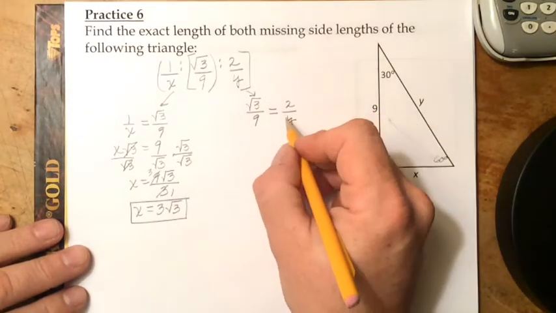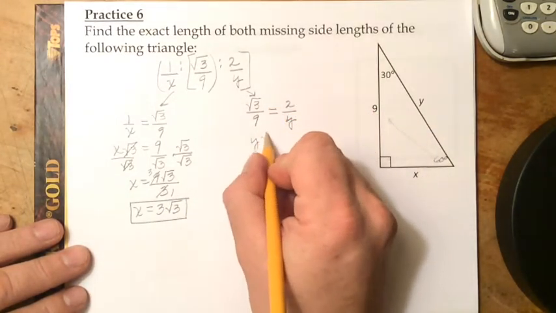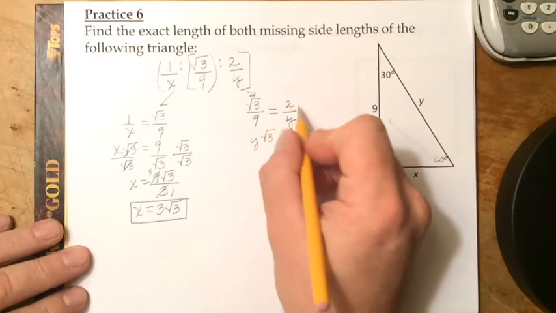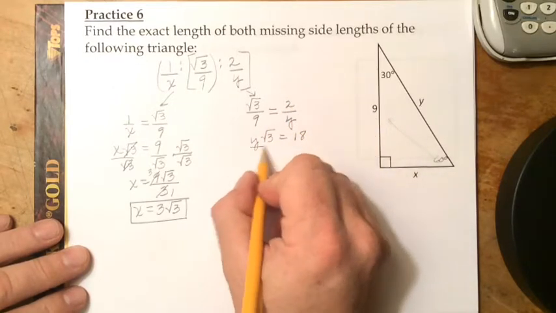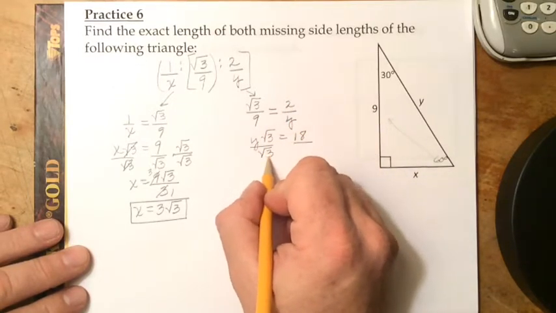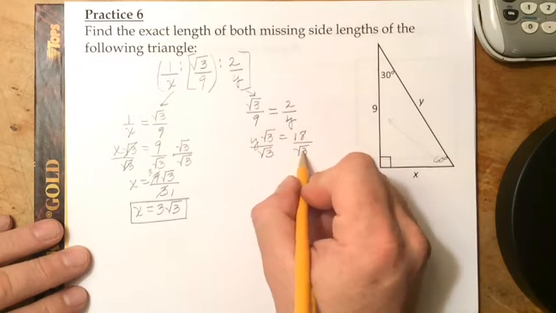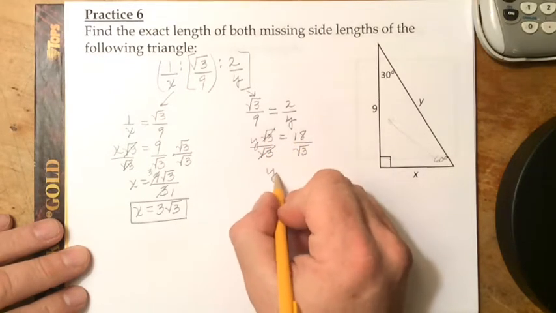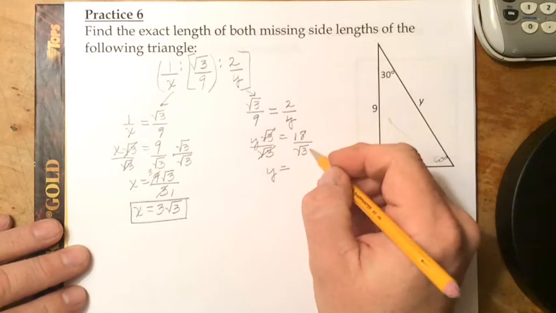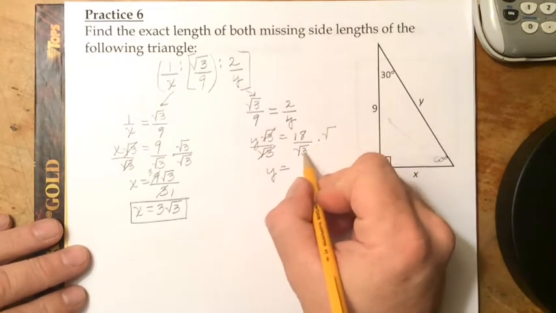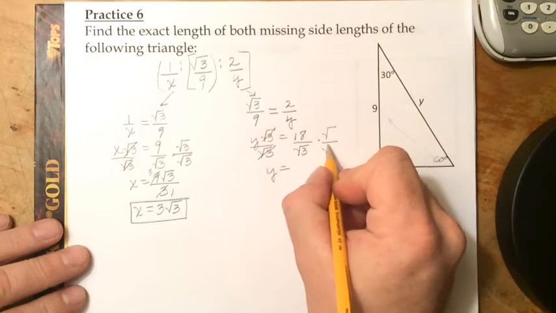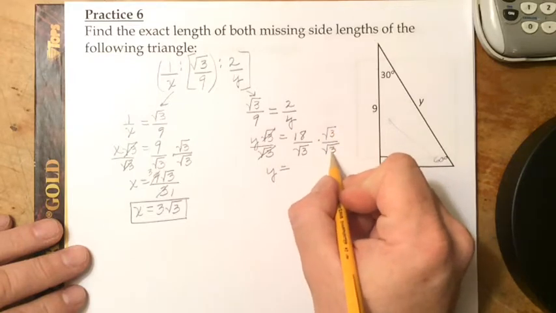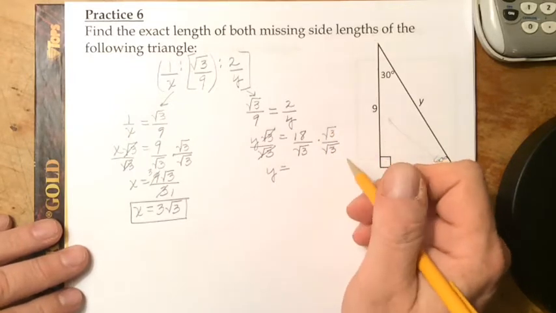For y, cross multiply, and we get y times the square root of 3 equal 9 times 2 is 18. Divide both sides by the square root of 3 to get rid of this square root of 3. 18 over the square root of 3 needs to be rationalized because the denominator has a square root in it. So we multiply by a form of 1, square root of 3 over square root of 3.